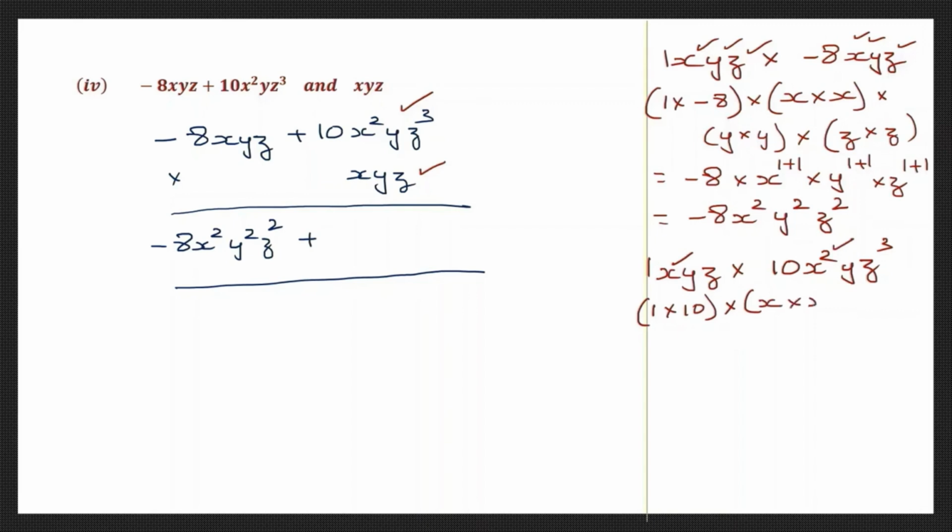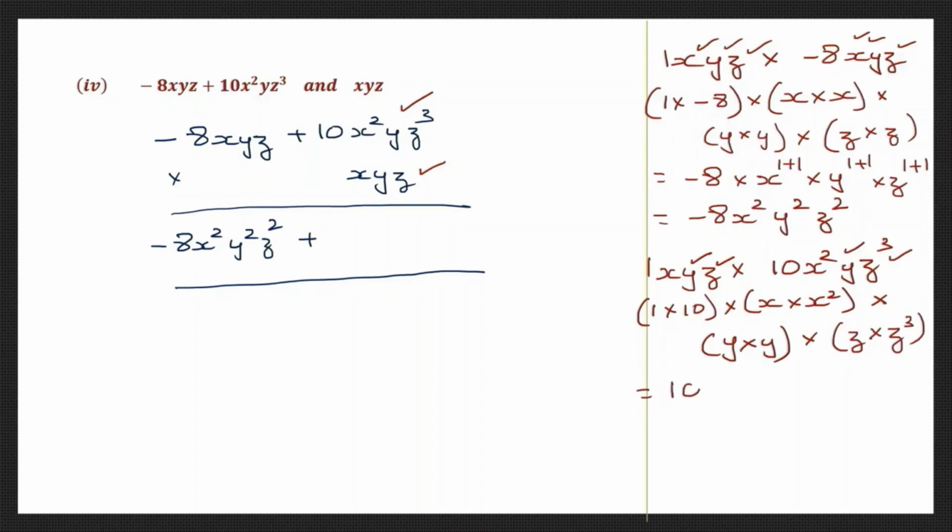x into x square. Now let's take the y's. We have y and y here. So that will be y into y. Now let's take the z. We have 1z here and x cube here. So z into z cube. Now let's work it out.